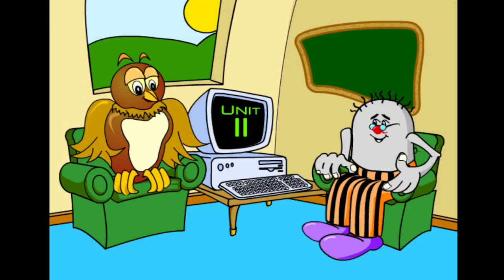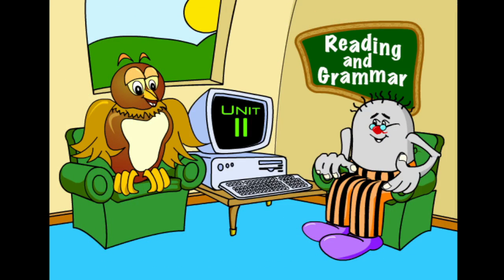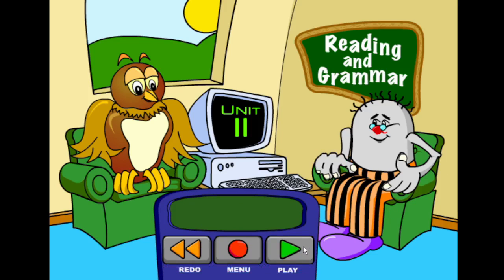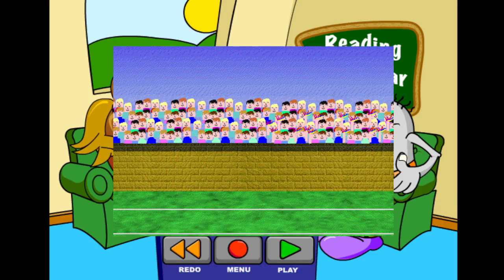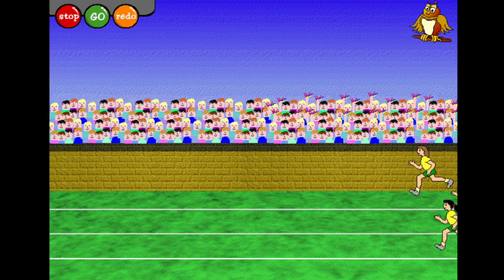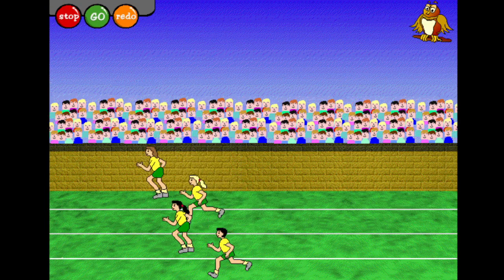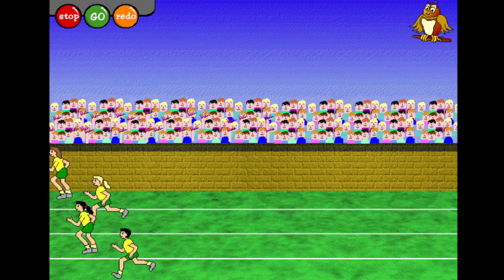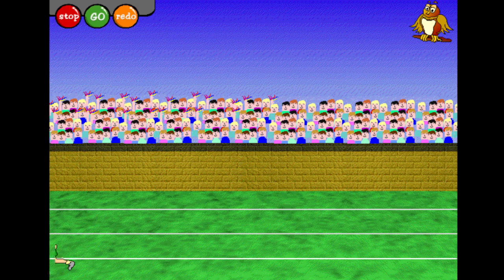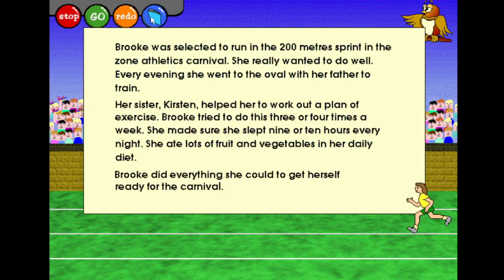Oh boy, top work. Unit 11, Reading and Grammar. Click the book. Read the story. Brooke was selected to run in the 200-meter sprint in the zone athletics. She really wanted to do well.